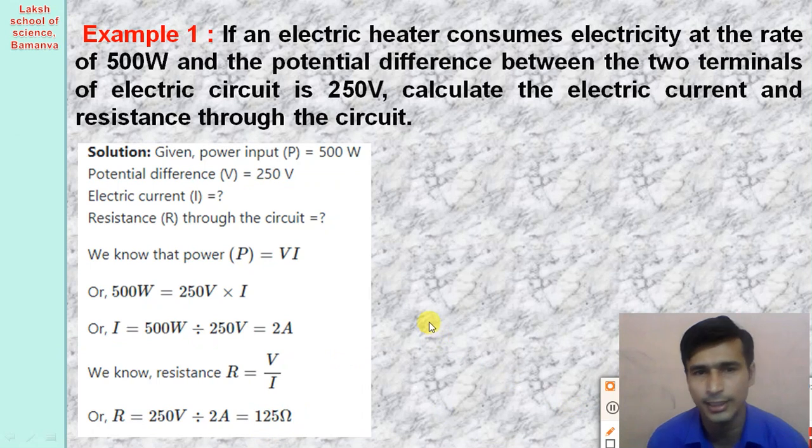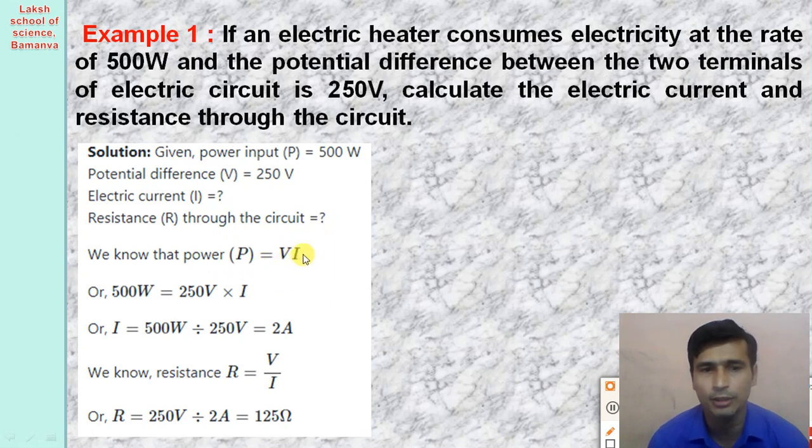So understand, dear students, power is given to you, P is equal to 500 watt, potential difference V is equal to 250 volt. We need to find the electric current I and the resistance R. So according to the formula of power, P is equal to V into I.